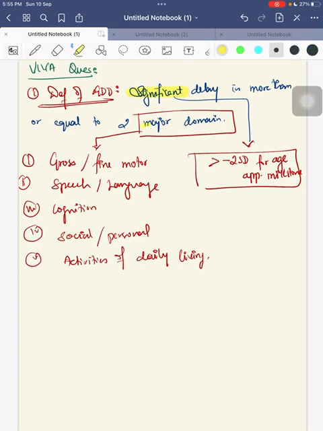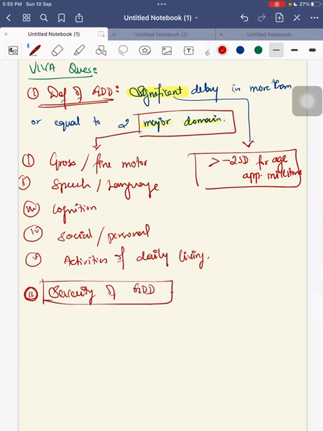The next viva question can be: what is the severity, or how will you classify the severity of global developmental delay? This is classified based on your social quotient. There are two, social quotient and developmental quotient. Developmental quotient is nothing but developmental age divided by chronological age into 100. In the same way you have social quotient.